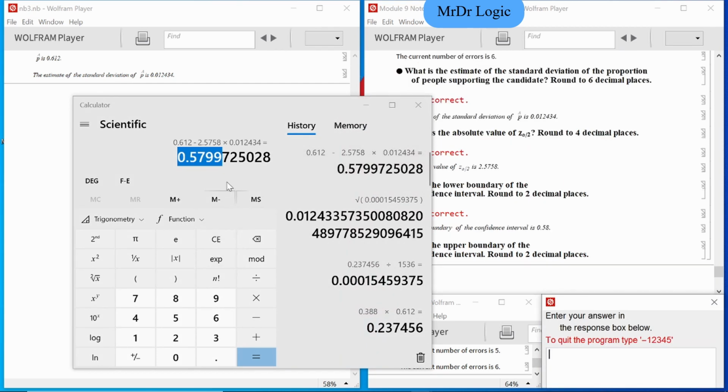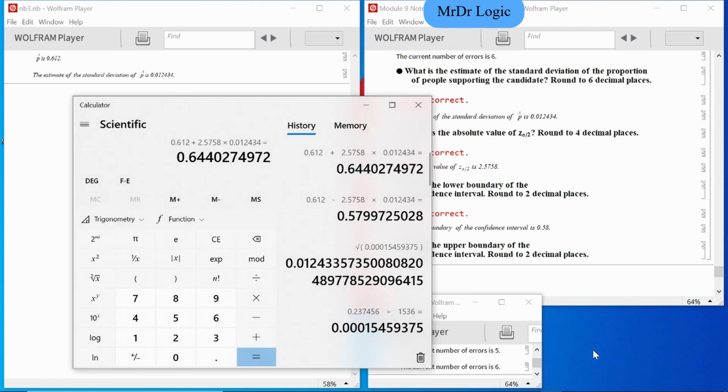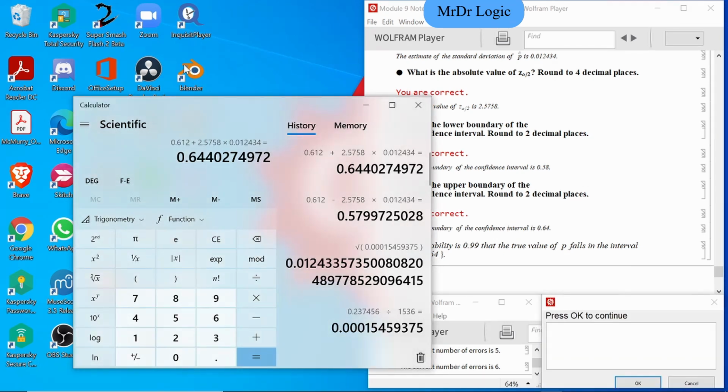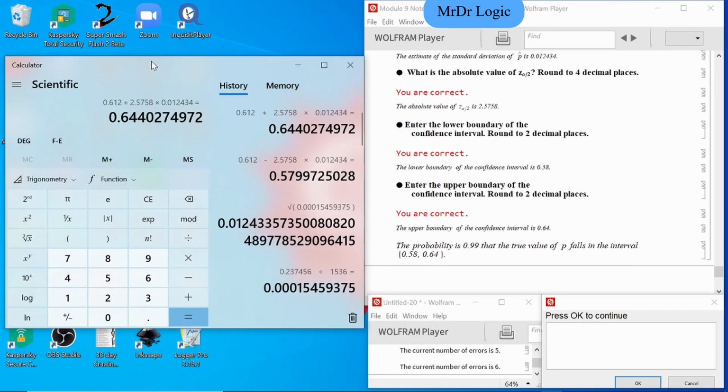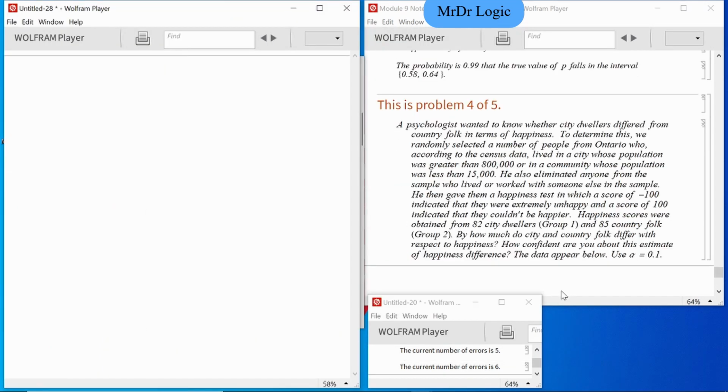Upper boundary, simple. 0.612 plus 2.5758 times 0.012434. The same, right? This program is not forgiving. I don't like that one bit. Yeah, whatever. Get me to the next problem.